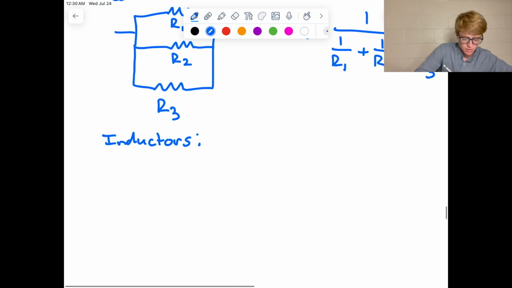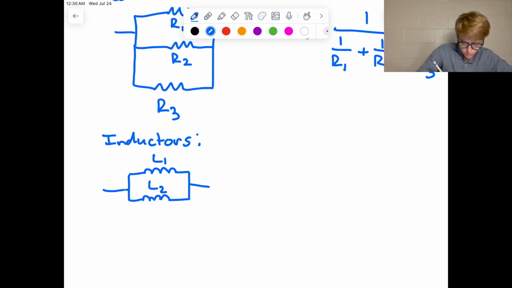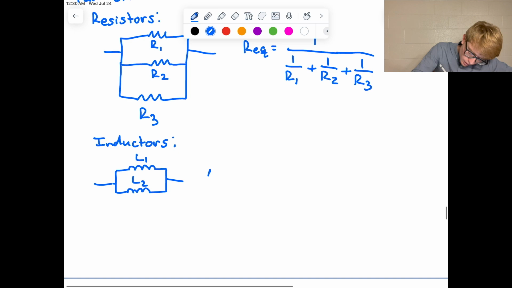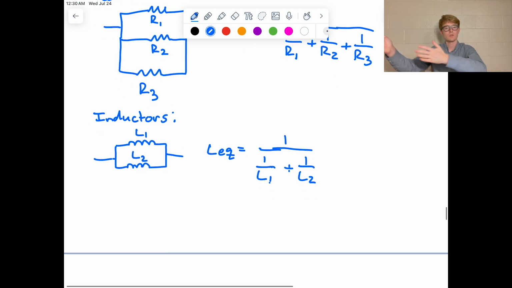And they'll do the same thing. So let's draw out our little inductors here. L1, L2, boom. So LEQ, the equivalent inductance, is just that same deal. 1 over L1 plus 1 over L2, okay? And so on.